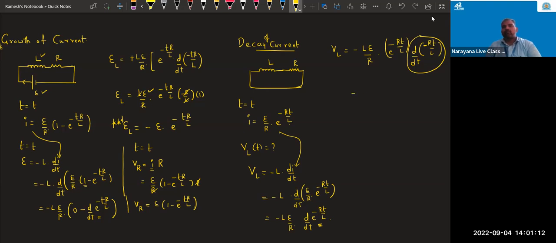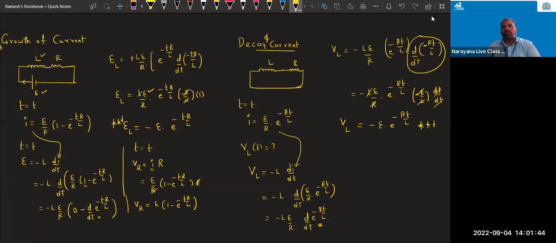So minus L into E by R and into e power minus Rt by L, into minus R by L, I will take it outside, and dt by dt value is 1. Understood? What you expected, minus R by L, comes here. Minus into minus is plus. R and R cancel out, L and L cancel out, dt and dt cancel out. So the voltage drop across the inductor after t seconds is minus E into e power minus Rt by L.